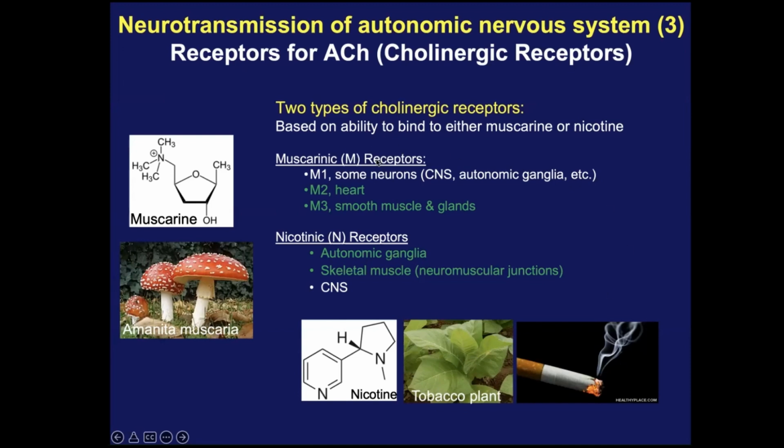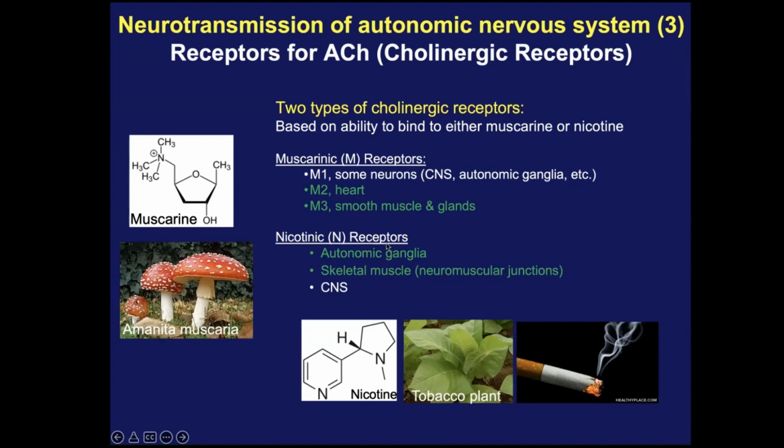The receptors that are able to bind to muscarine are called the muscarinic receptors, or the M receptors. In this group, the M1 subtype is found in some neurons in the CNS and also the autonomic ganglia. The M2 subtype is expressed in the heart, and the M3 subtype is expressed in the smooth muscle and in the glands.